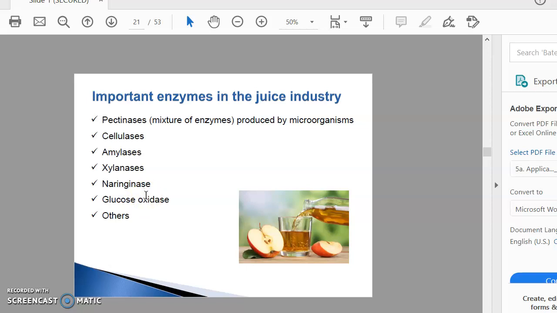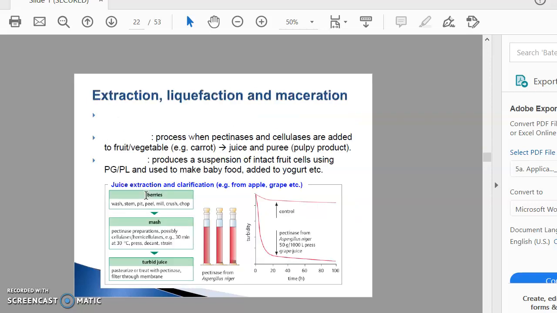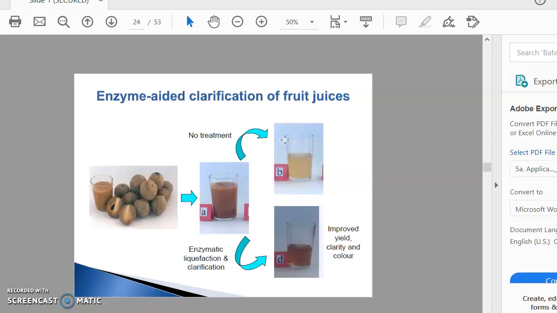Glucose oxidase, as I told you earlier as well, we can use this enzyme to oxidize glucose to something else. For example, we can use this to convert the glucose in the egg whites into something else and prevent the browning of egg whites. And others. So this one I think it is meant for you to fill in the blanks. So you read it yourself and put what is the enzyme that is appropriate, or what is the process that is appropriate for this type of enzyme. You can read it yourself.